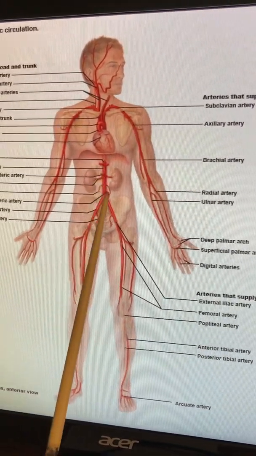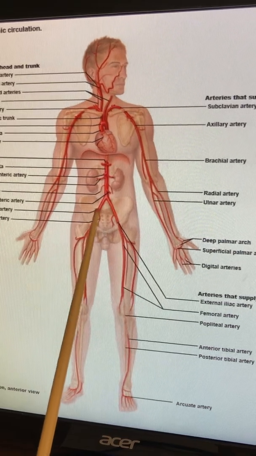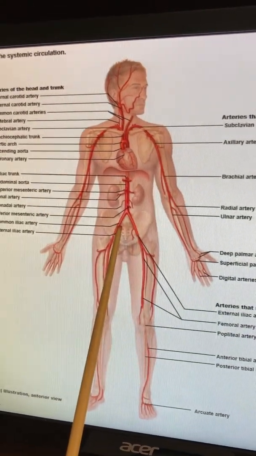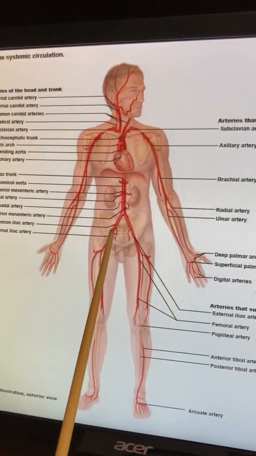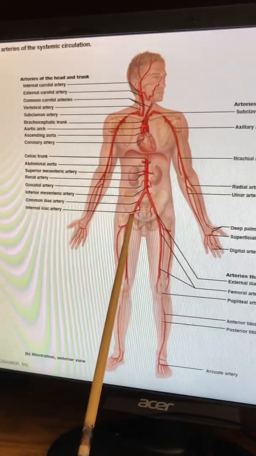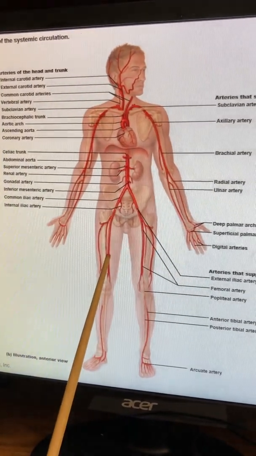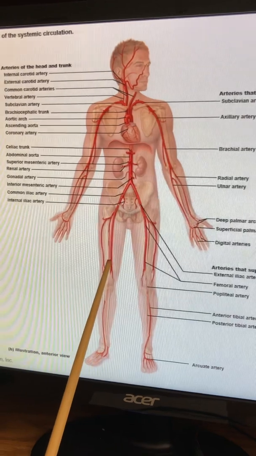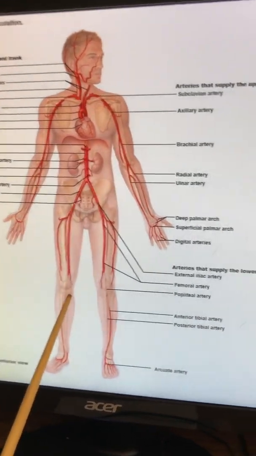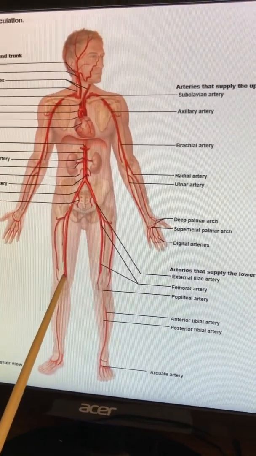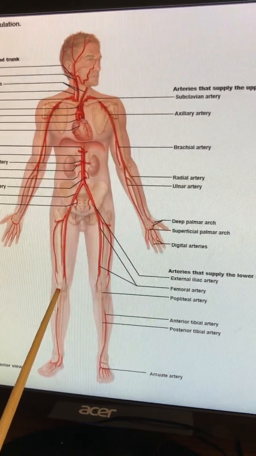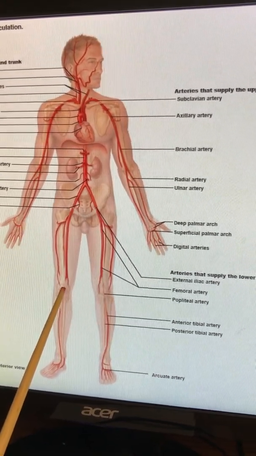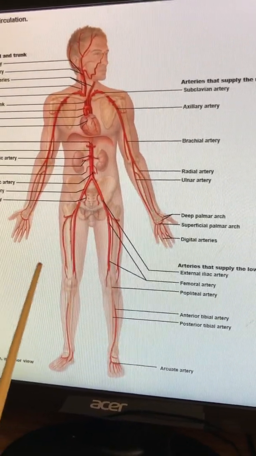So we have the abdominal aorta, the common iliac. It changes names at the internal iliac to the external iliac. Then when it leaves the pelvis, it becomes the femoral artery. And then the femoral artery will go behind the knee. The reason for that is it doesn't make sense to have an artery on top of your knee. You need to be able to see it behind there.